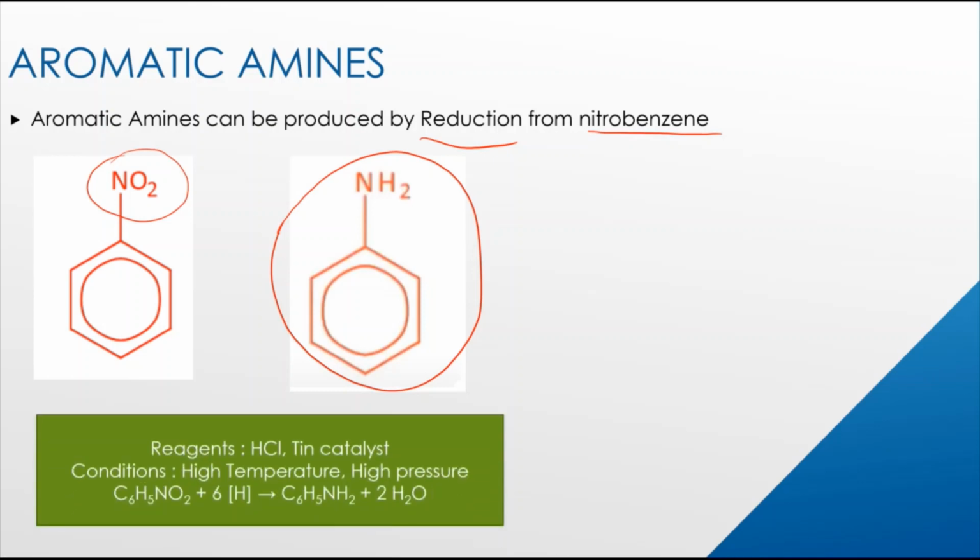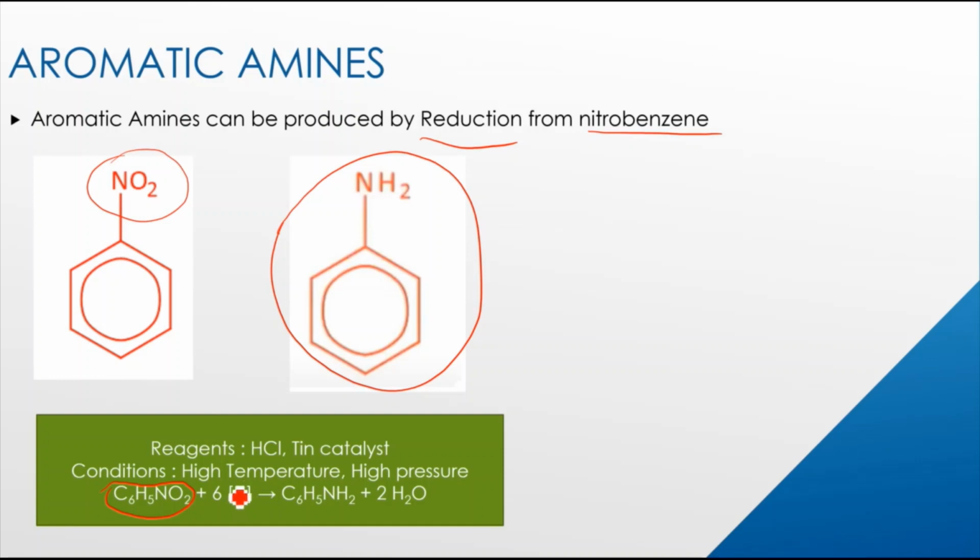So how does this happen? Looking at the reagents, we can add HCl to it, as well as a tin catalyst, and the conditions would be high temperature and high pressure. So looking at the actual equation, what happens is we have that nitrobenzene at the start, and as before we add that reducing agent.